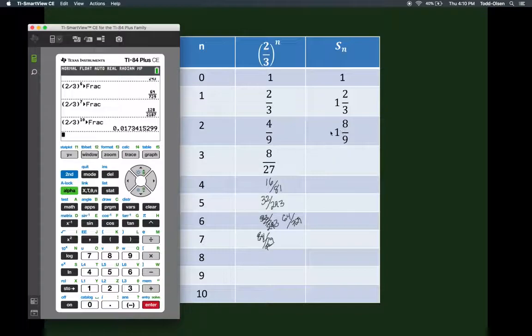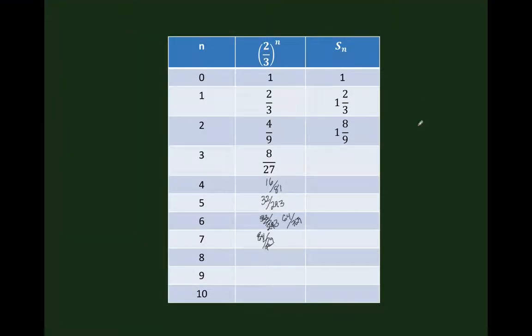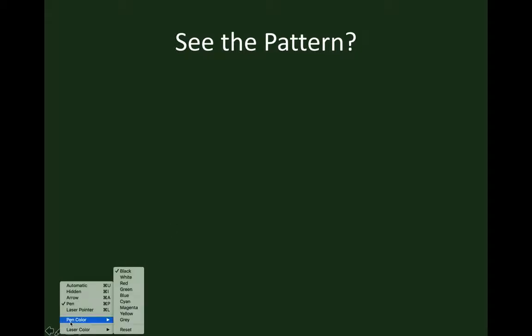Now, looking at these partial sums, I actually see a mistake in my table right here, but that'll be apparent. I'll do that one as an example just to illustrate. But these are the partial sums. Now let me go back to a plain screen here for a minute and just write down the calculator command to do these partial sums.